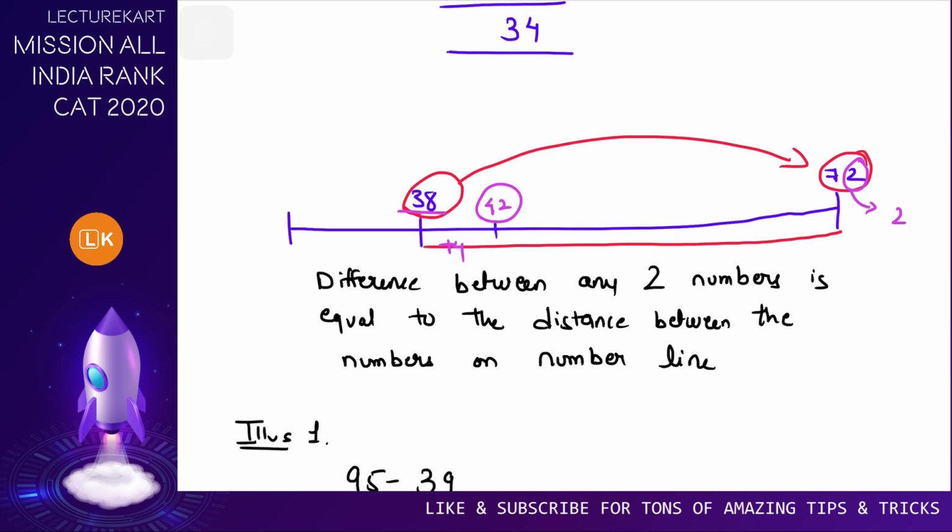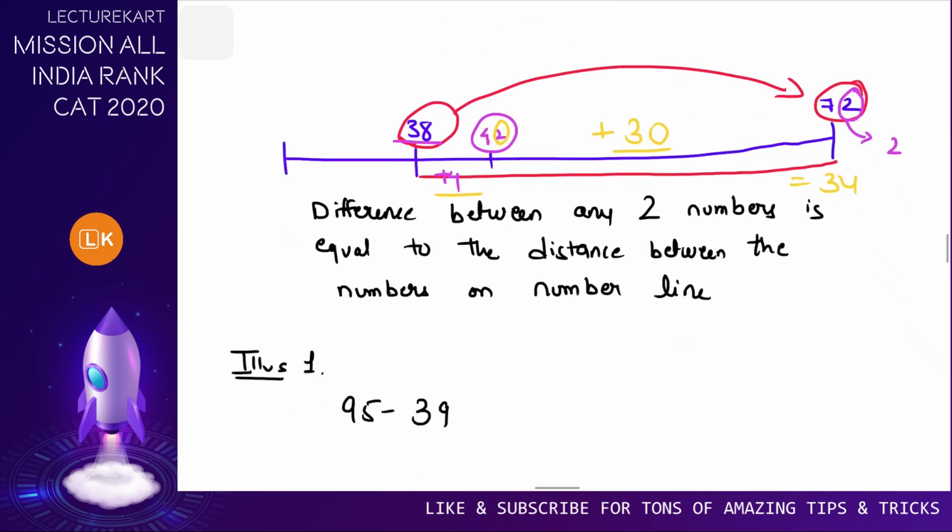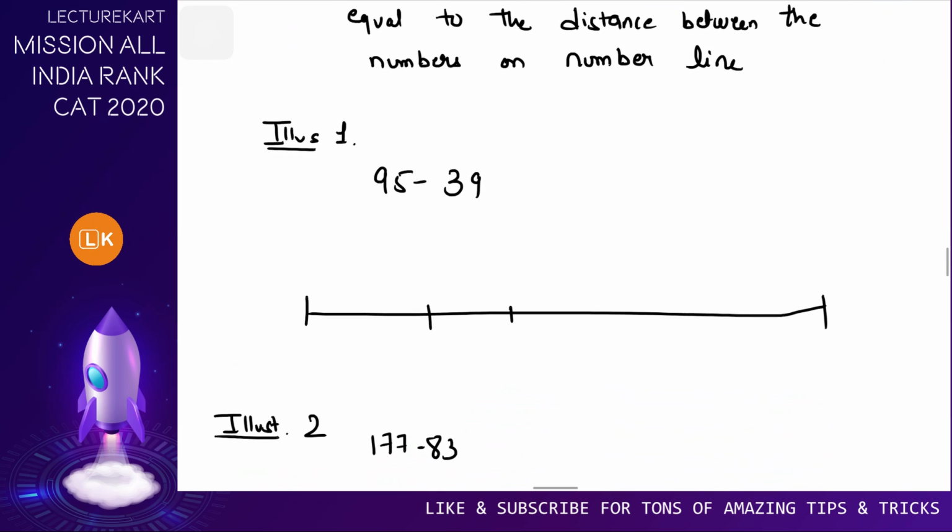Now, I have the same units place, 2 and 2. From here it's very easy for me to understand as well as estimate what I can add to reach 72. That will be plus 30. So if I have to get the answer accurately, that will be 30 plus 4, that will be 34, right? The same can be seen and practiced.